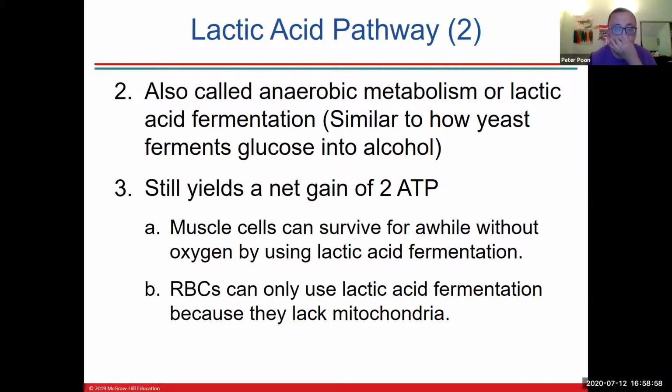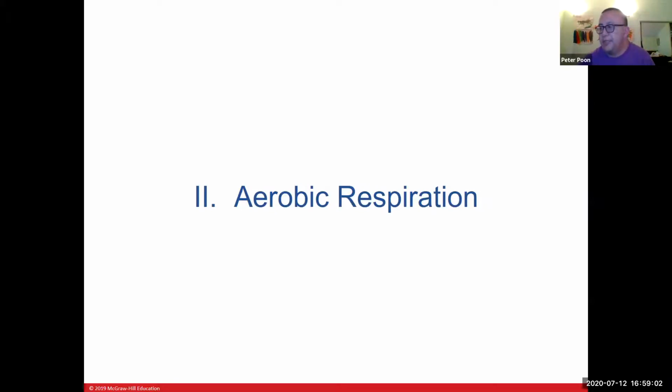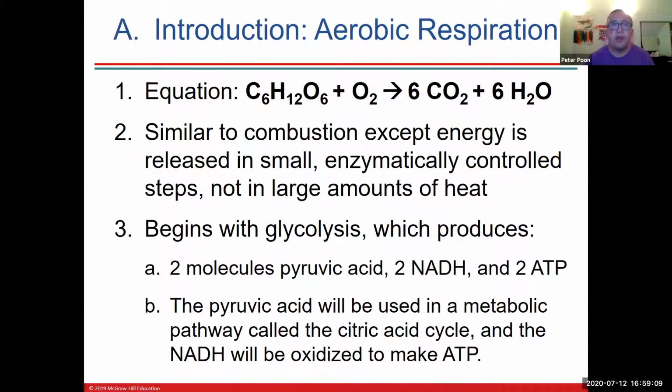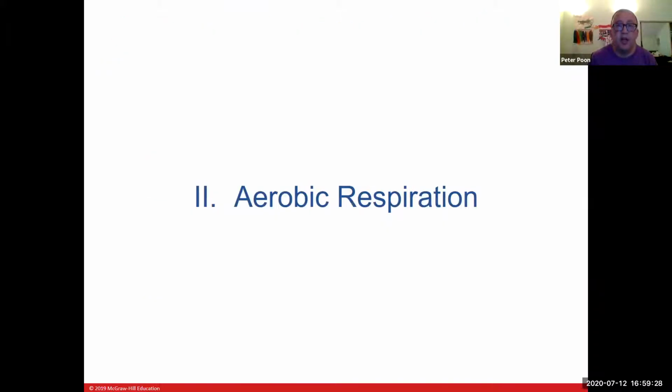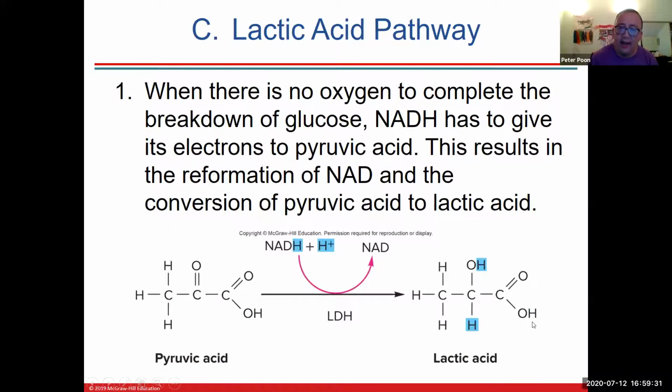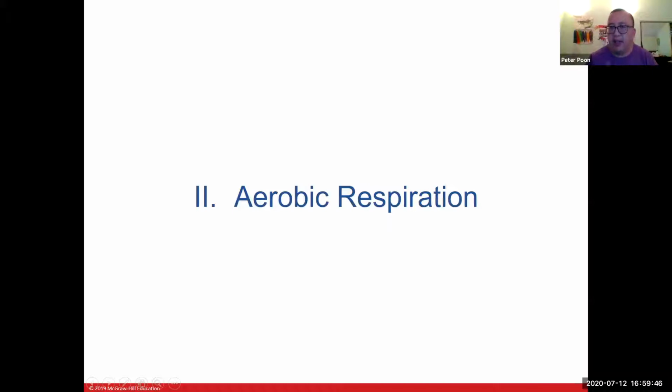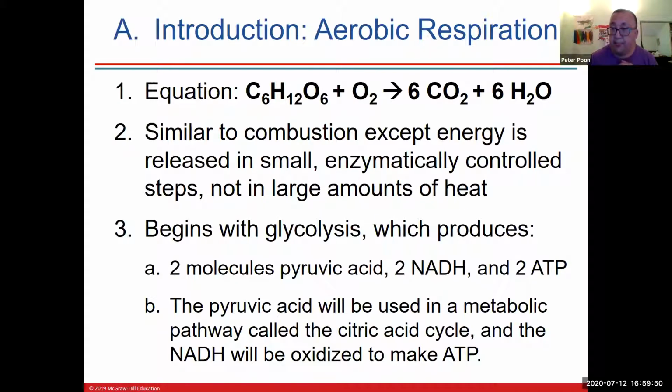Now, in most other cells, we have aerobic respiration. Aerobic respiration begins with glycolysis, right? Now we can take the pyruvic acid and break it down further. Usually the lactic acid we make, we keep it as lactic acid for a while, and then once we have ample oxygen, we take it back to pyruvic acid, and then we finish breaking it down, and that is called paying the oxygen debt.